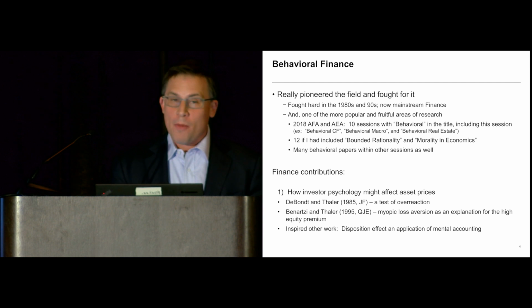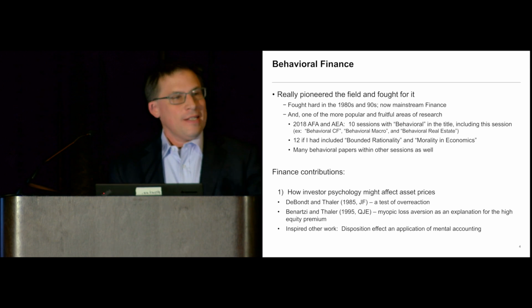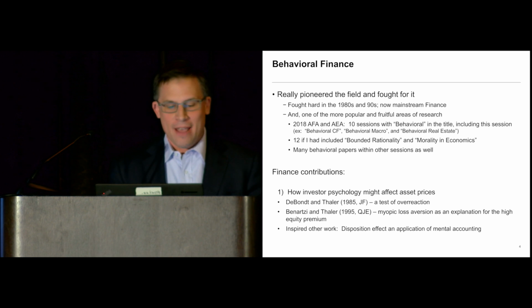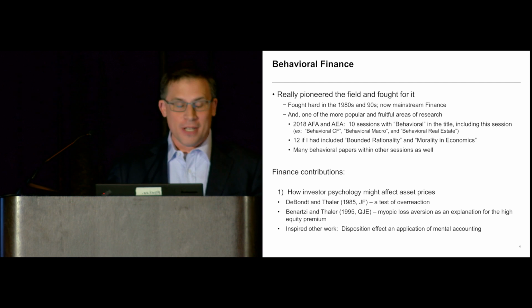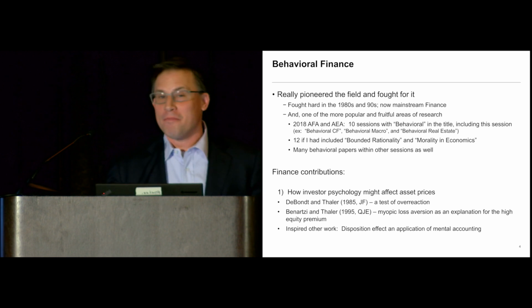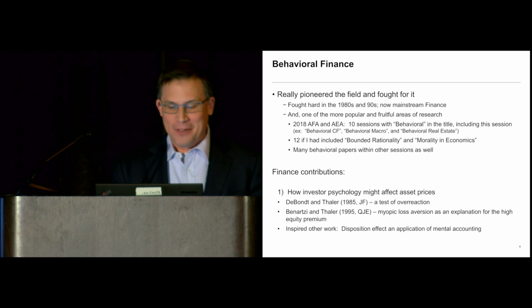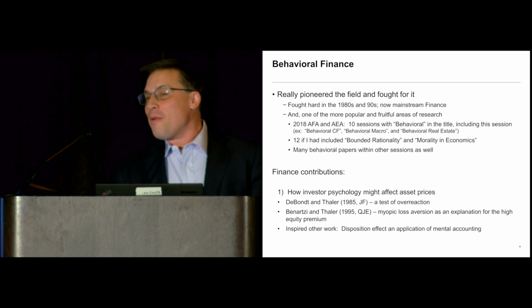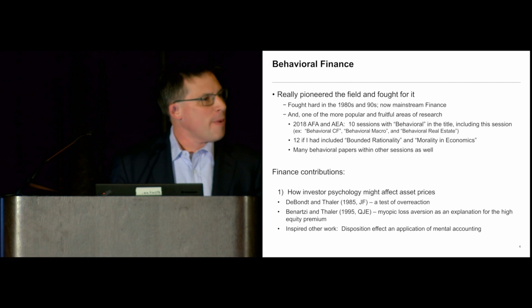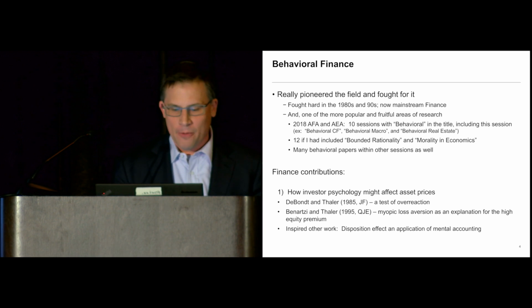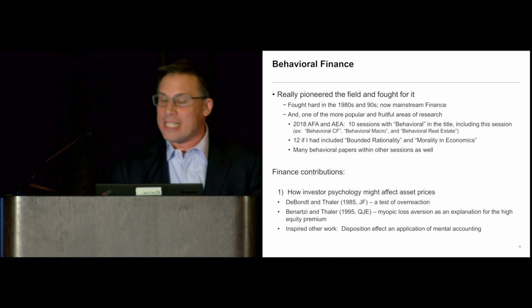It's one of the more popular and fruitful areas of research. Today, in 2008, if you combine the AFA and AEA sessions, there are 10 sessions with behavioral in the title, including this session. It also includes a behavioral corporate finance, a behavioral macro, these are titles of the sessions, and behavioral real estate. I'm not sure what that is, but it'd be interesting to see. And by the way, it would have been 12 if I had included a session on bounded rationality and another one on morality and economics, where 100% of the papers I would consider behavioral, but I didn't even count those. So I think it's pretty clear he's succeeded.